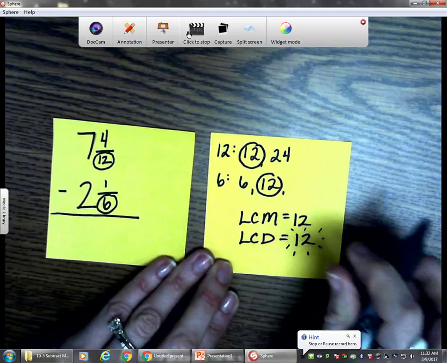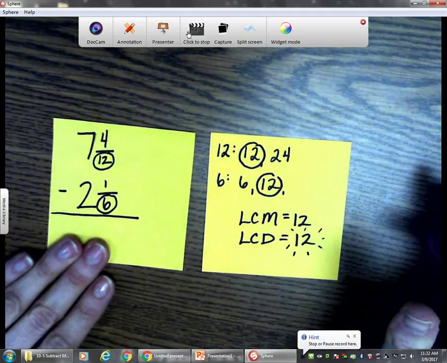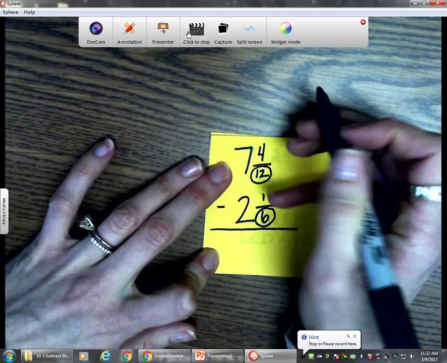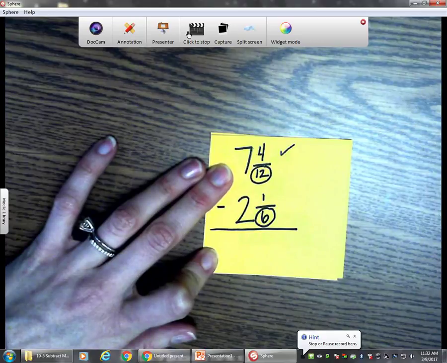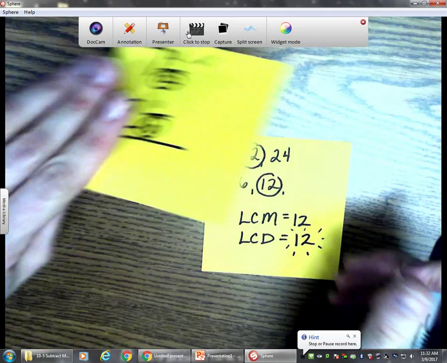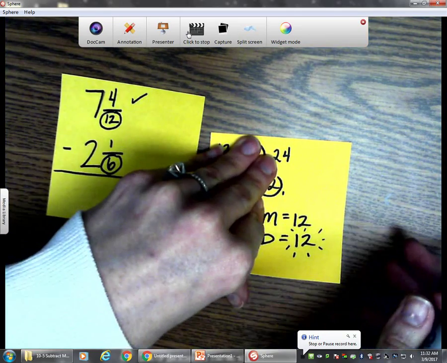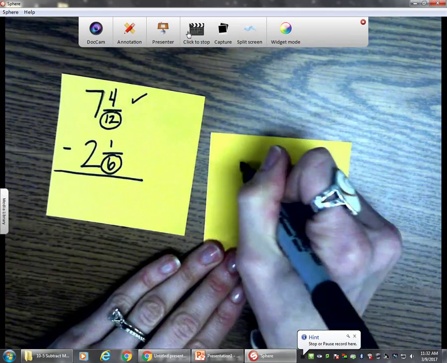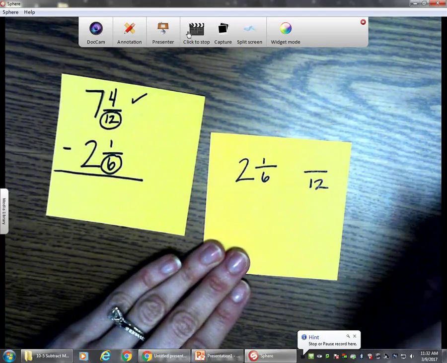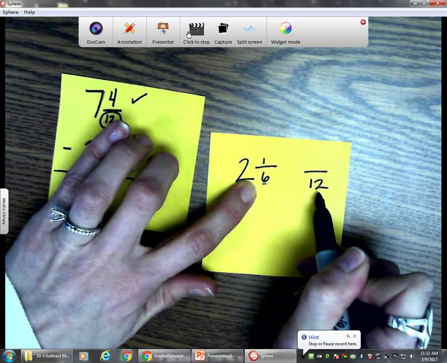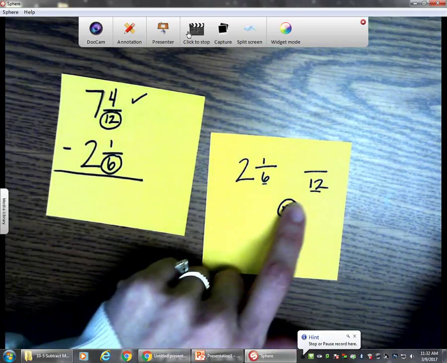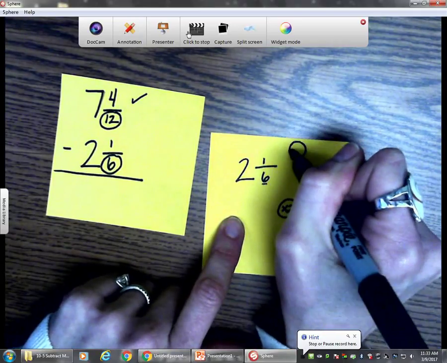So we have a little case of good news, bad news. If this denominator needs to be a 12, it's already looking good. If this needs to have a denominator of 12, 2 and 1/6, I need to go ahead and change that. So for 2 and 1/6 to have a denominator of 12, to get from 6 to 12, I give it a gift of times 2. If I give it to the denominator, I also have to give that same gift to the numerator.